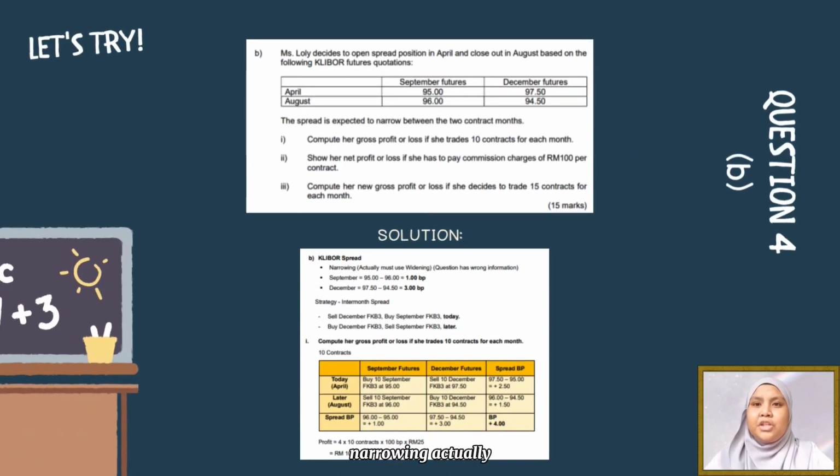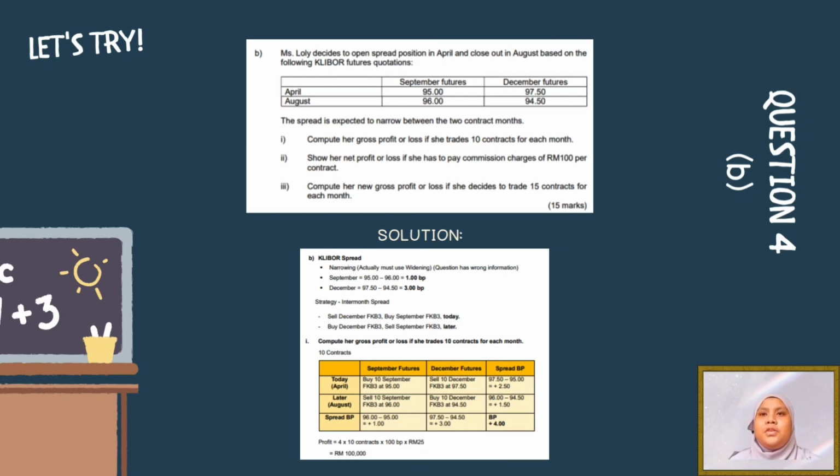Question 4b. Clipper spread narrowing actually must be widening. The question has wrong information. September 95 minus 96 is 1 basis point. December 97.5 minus 94.5 is 3 basis points. Strategy: intermonth spread. Sell December FKB3, buy September FKB3 today. Buy December FKB3, sell September FKB3 later.